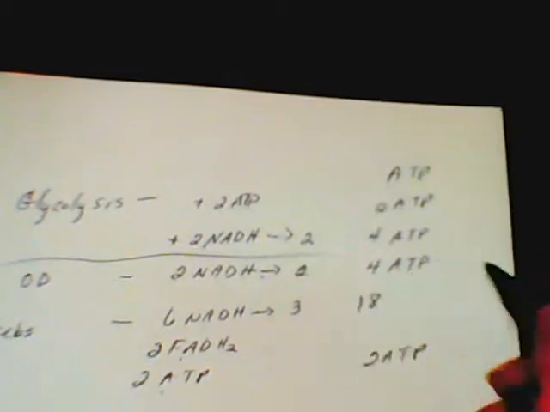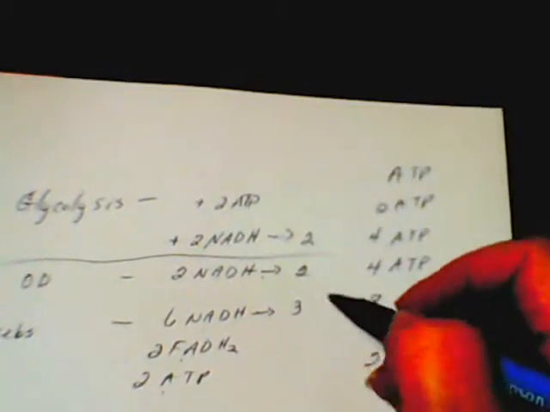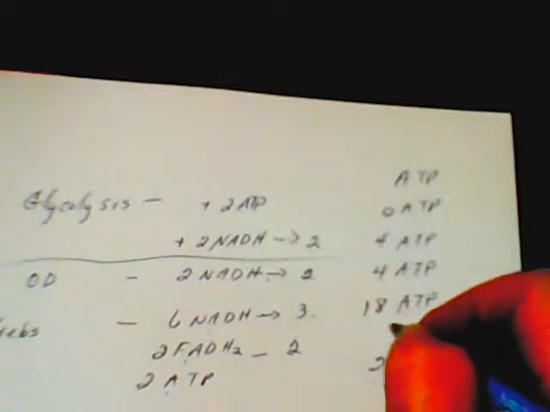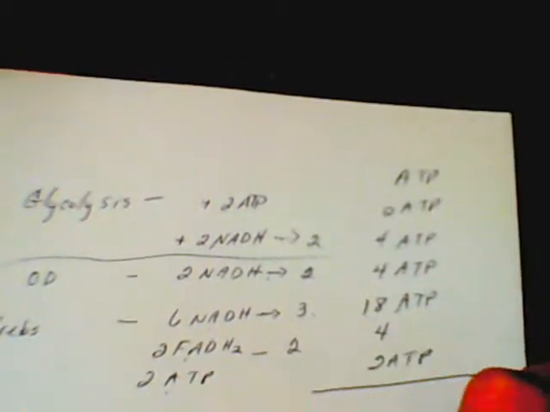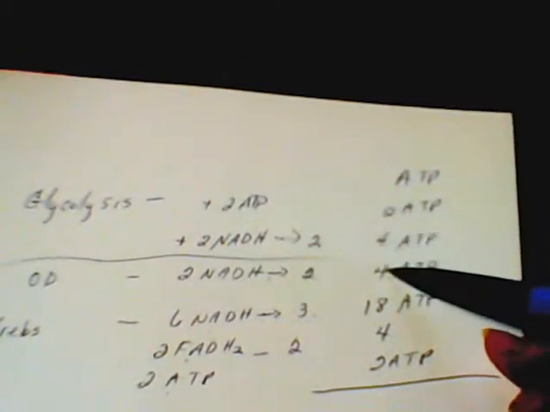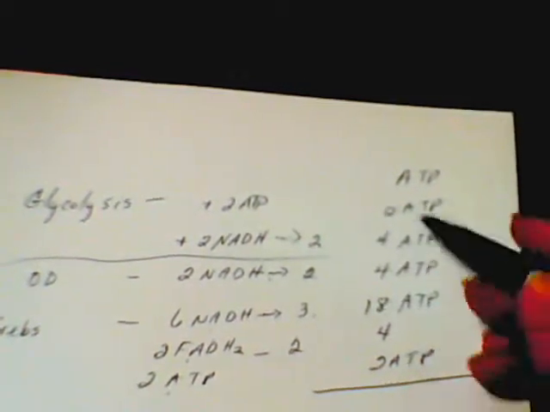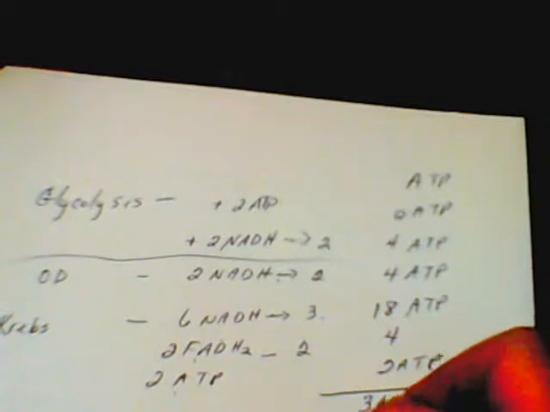But the ones that are in the Krebs cycle, which are in the mitochondrial matrix, can make 3 ATP. So that's 18. Remember that you've pulled the 3 sets of hydrogen ions across the transports. And then the FADH2 goes in at a different place, so it only makes 2. When you total this up, 2 and 4 is 6, 6 and 4 is 10, 10 and 18 is 28, and 28 and 6 is 34.